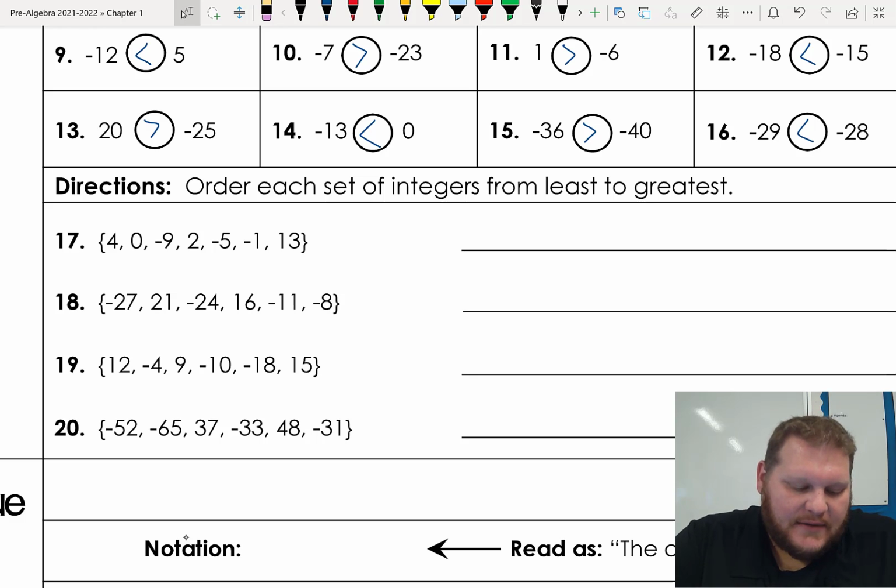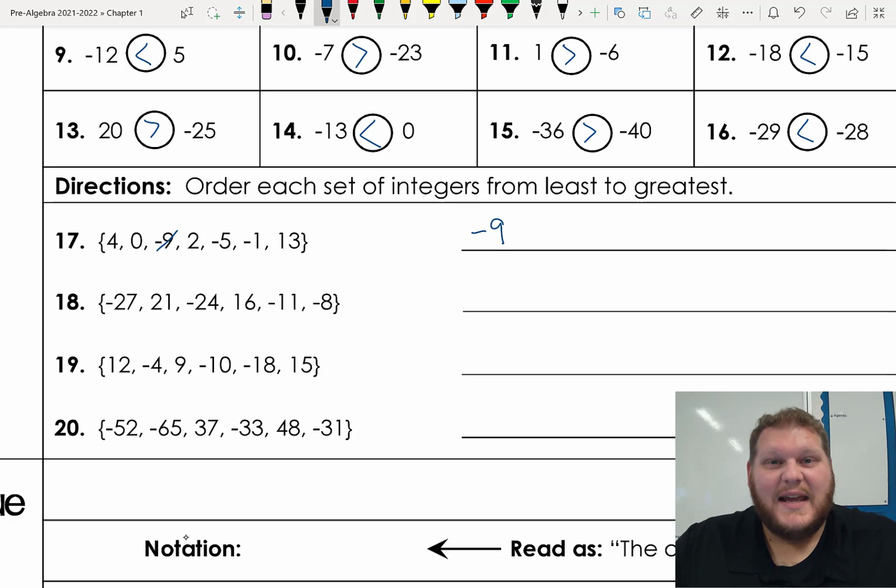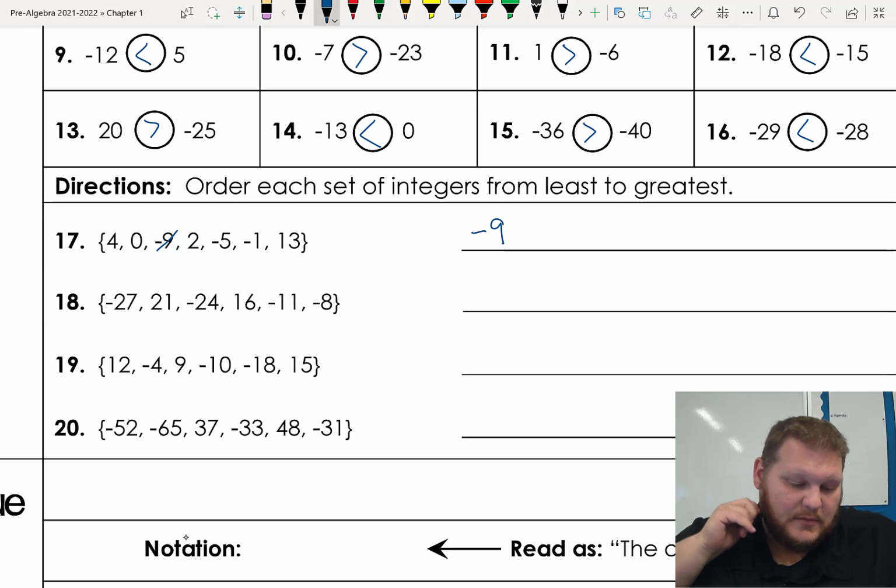So in the case of number 17, I have 4, 0, negative 9, positive 2, negative 5, negative 1, and positive 13. So my least number, my lowest number here is negative 9. Negative 9 is my biggest negative, which means it's my lowest number, my furthest to the left.